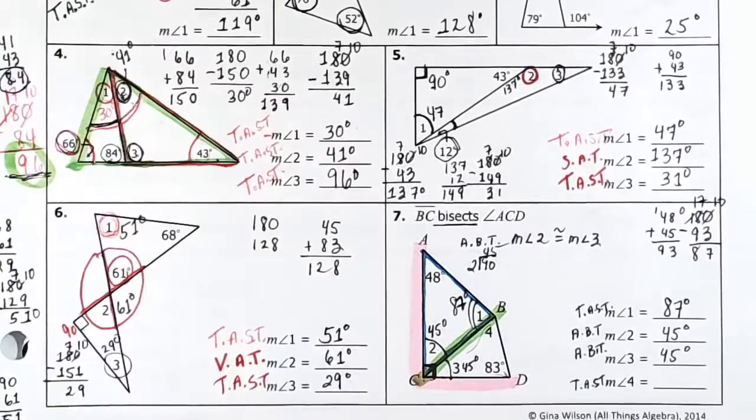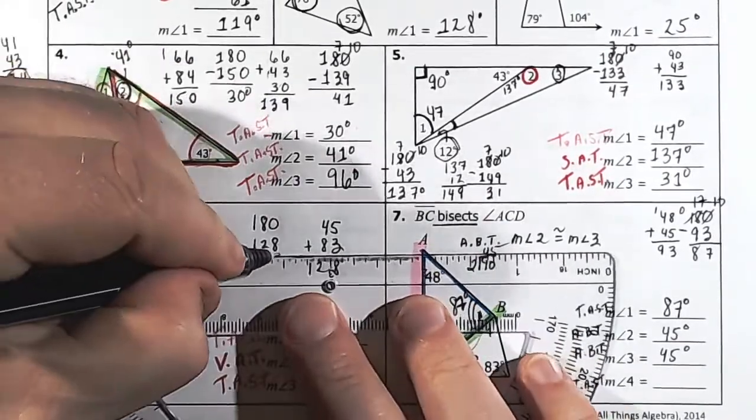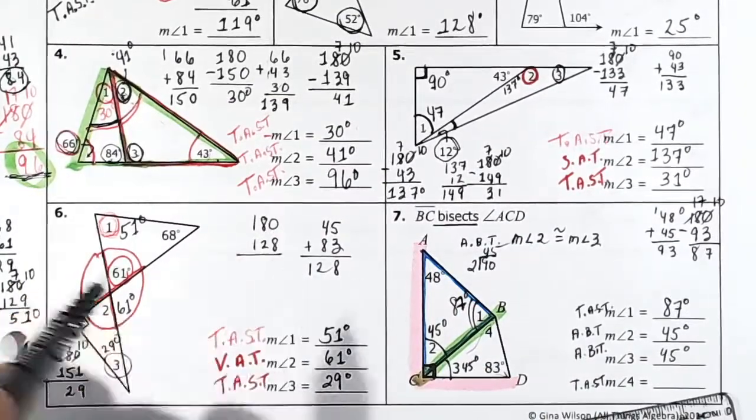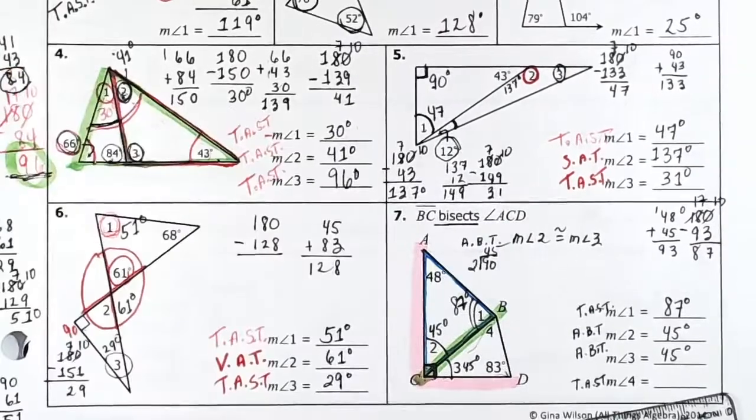I tell you what, doing this actually makes you remember how to subtract, because you're always going to be subtracting this ones place from a 0. So you're always going to have to borrow.